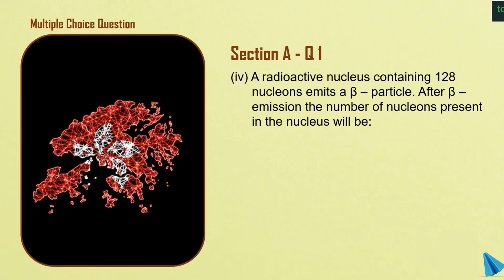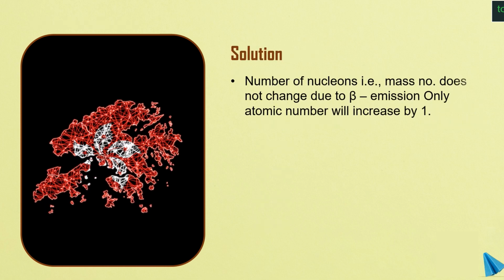A radioactive nucleus containing 128 nucleons emits a beta particle. After beta emission, the number of nucleons present in the nucleus will be 128, 129, 124 or 127. Let us see the solution.